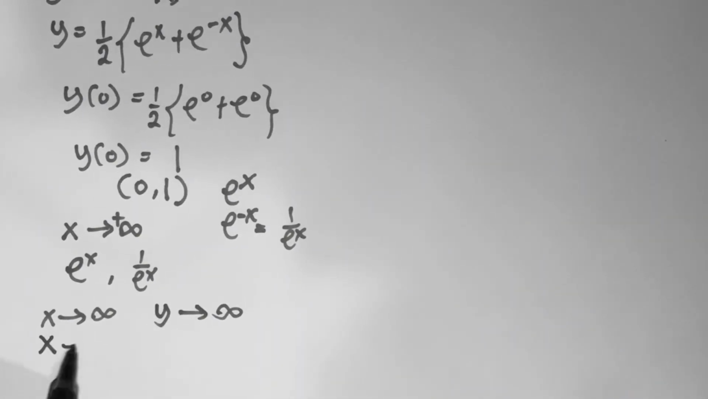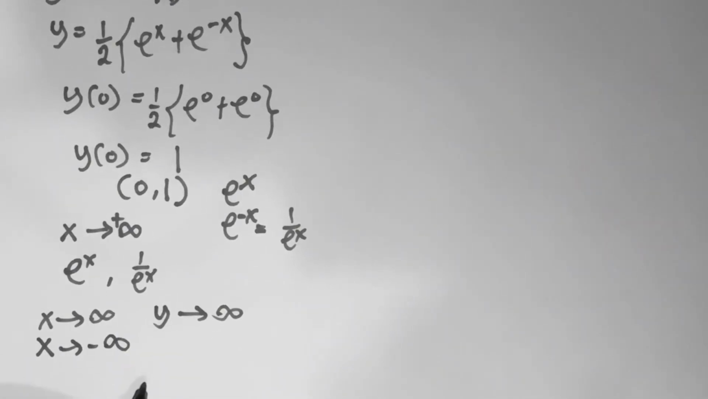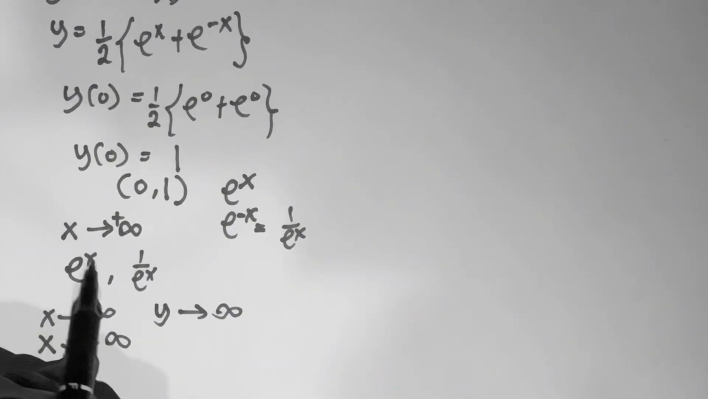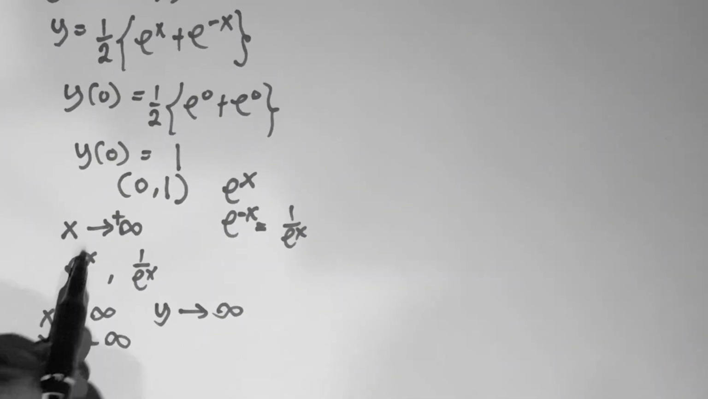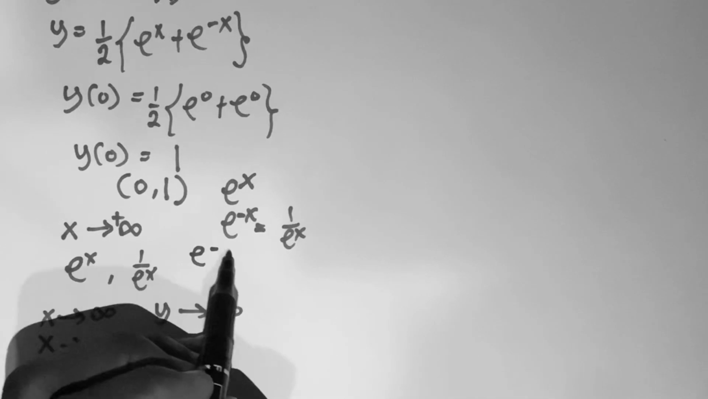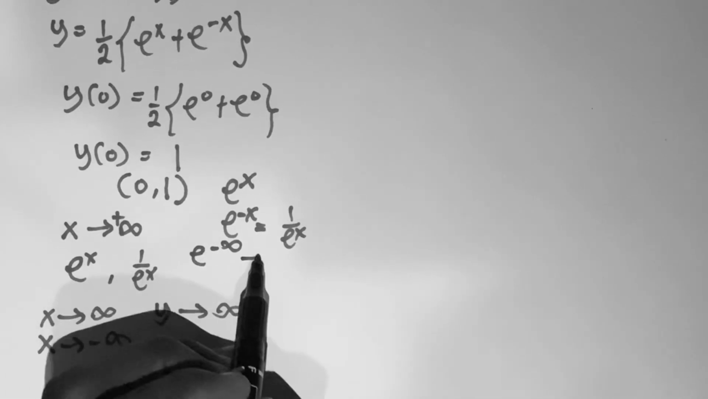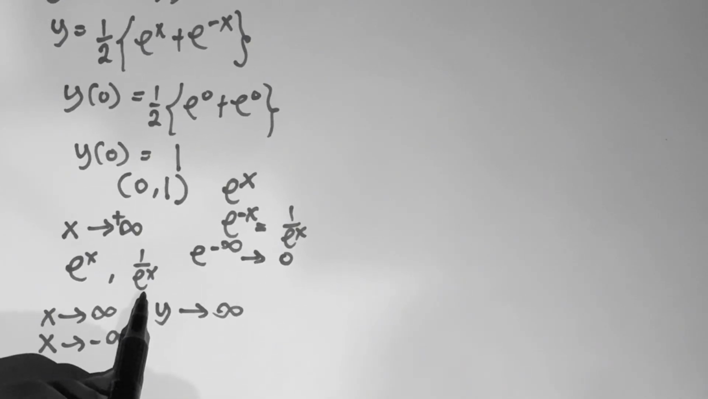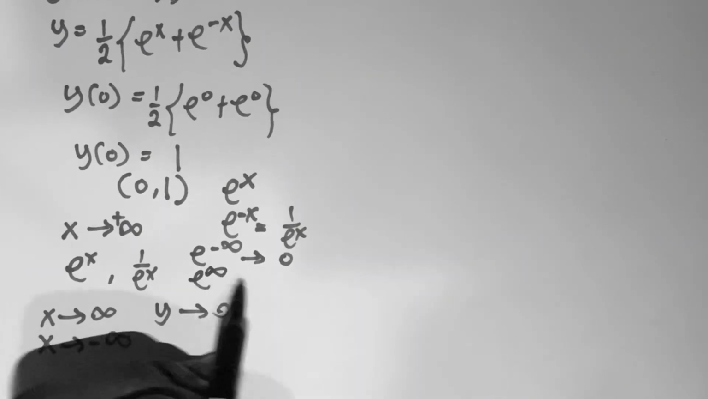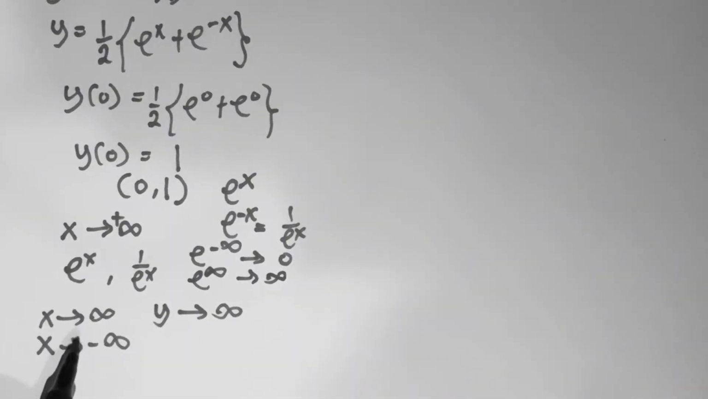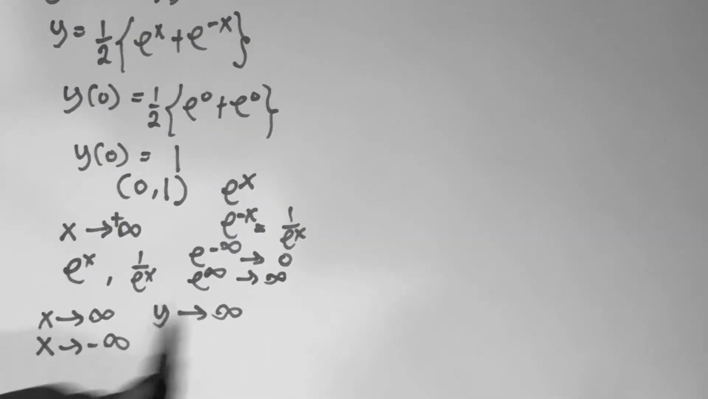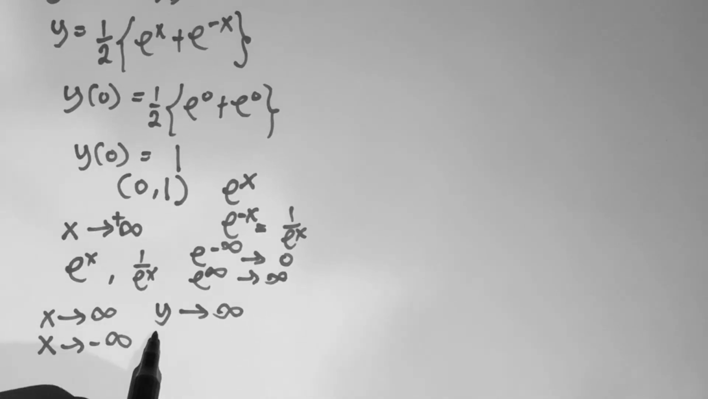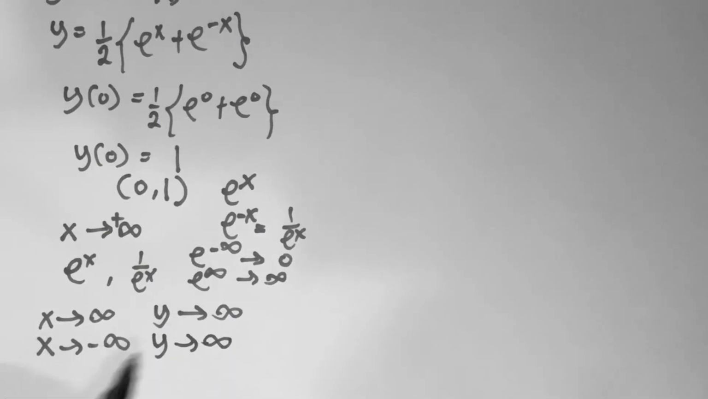Now, as x approaches minus infinity, what happens to y? You see that this e^x becomes e^(-infinity), and that approaches 0. And then 1 over e^x will become e^infinity, and that approaches infinity. So it becomes 0 plus infinity, and that will give us infinity. So as x approaches negative infinity, y approaches infinity.